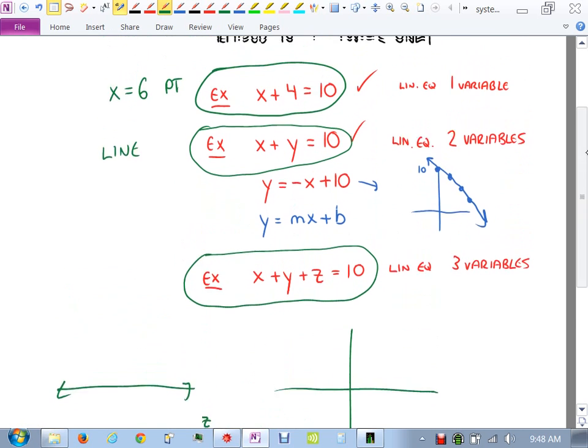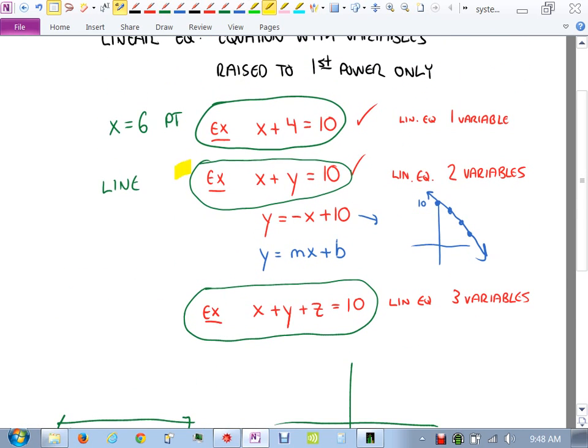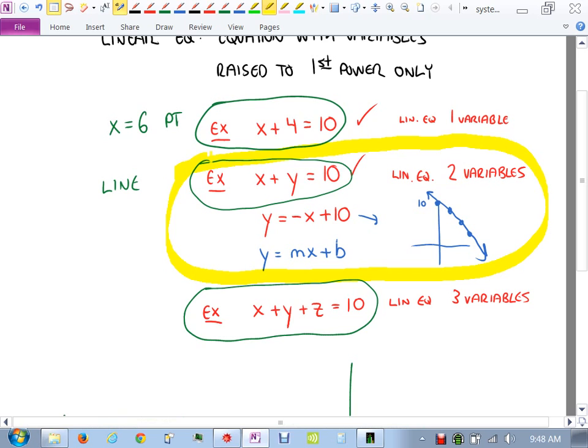All right, let's get back to two. This is where we're going to spend all our time today. That's a linear equation in two variables. It's a line. What we're going to investigate now is a system of linear equations in two variables.